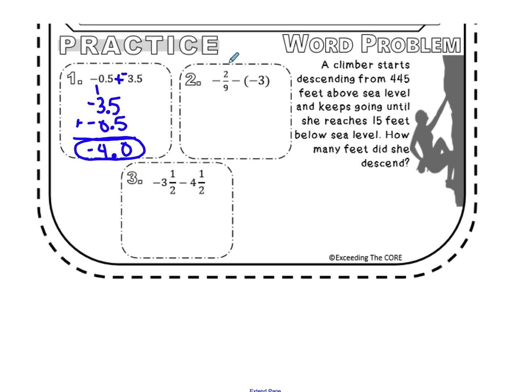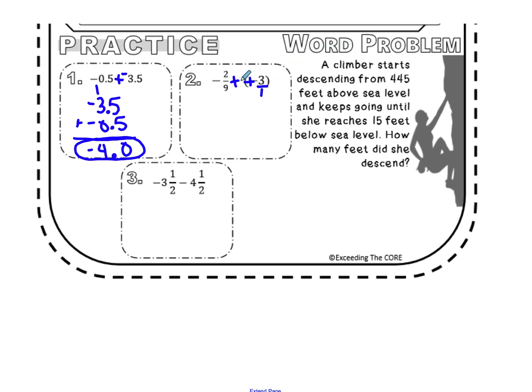Number 2, negative 2 ninths minus negative 3. Boom, change to addition. Boom, change the sign. All right, so if I am dealing with this as a whole number and I want to make it an improper fraction, I need to put it over 1. So that's going to be my strategy for this one, since I have a whole number and a fraction. So I'm going to make that 3 over 1.